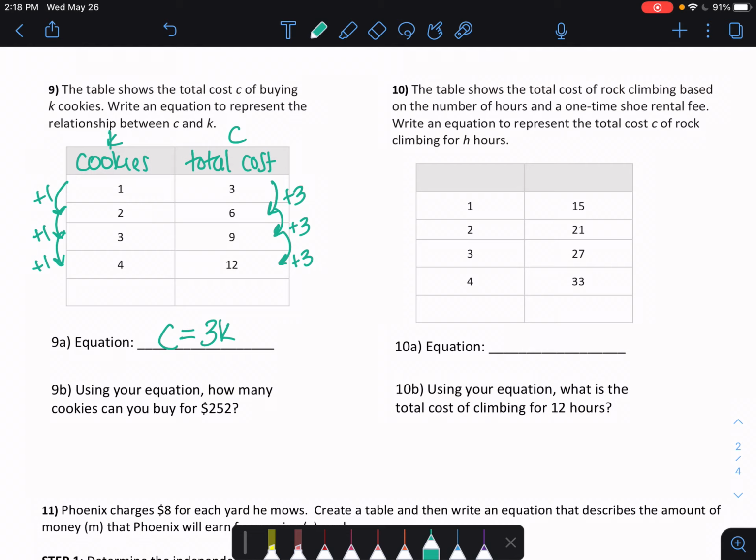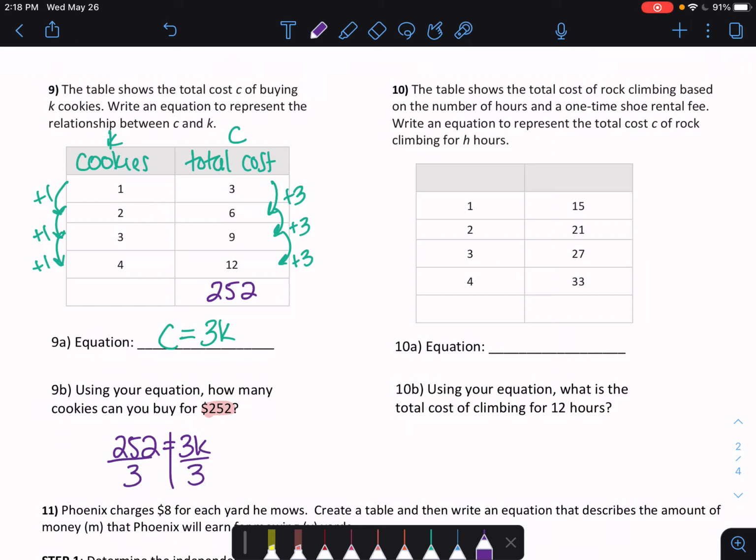And because I have labeled in my table and I know what my variables are, I can now answer the question. Because this is my final rule, 3 times 1 is 3, 3 times 2 is 6, 3 times 3 is 9, etc. So now I'm going to answer the question. It says, using your equation, how many cookies can you buy for $252? Well, this information right here goes in the total cost column, and that's why we left this blank. So I'm going to put that in my total cost column. That means it goes in for C, not for K. So I'm going to have 252 is equal to 3K, and I'm going to divide by 3 on both sides.